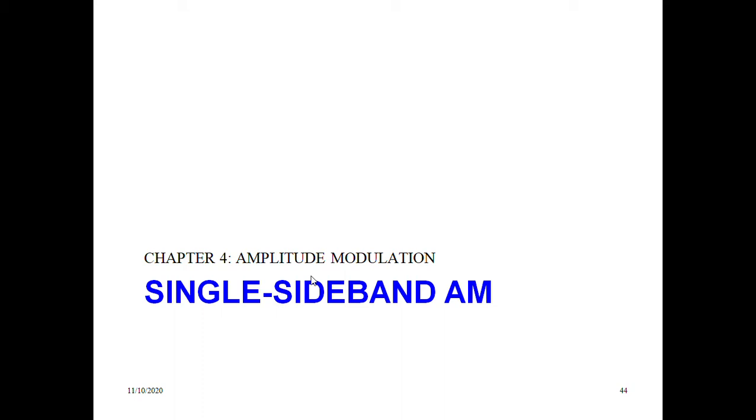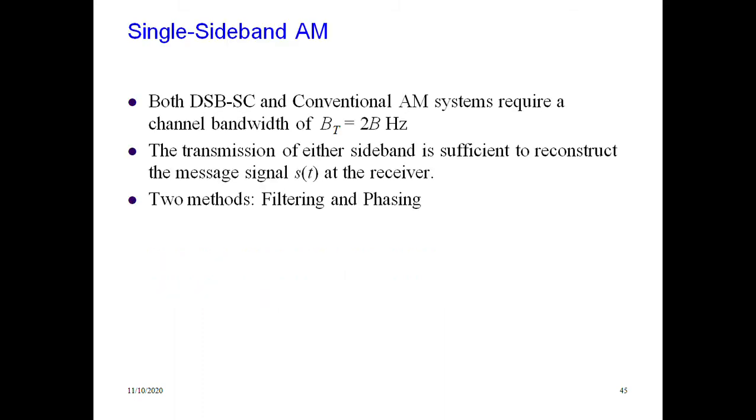Alright, so today we are going to learn about single sideband. In amplitude modulation, the third type of modulation is single sideband. We have learned about DSB, double sideband, and conventional AM, and this one is single sideband.